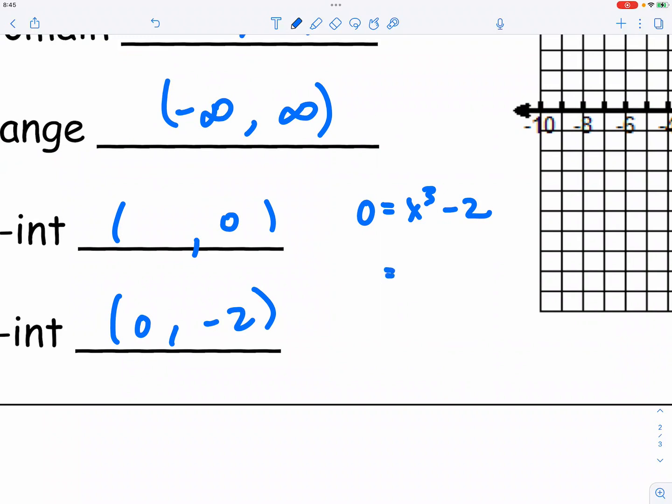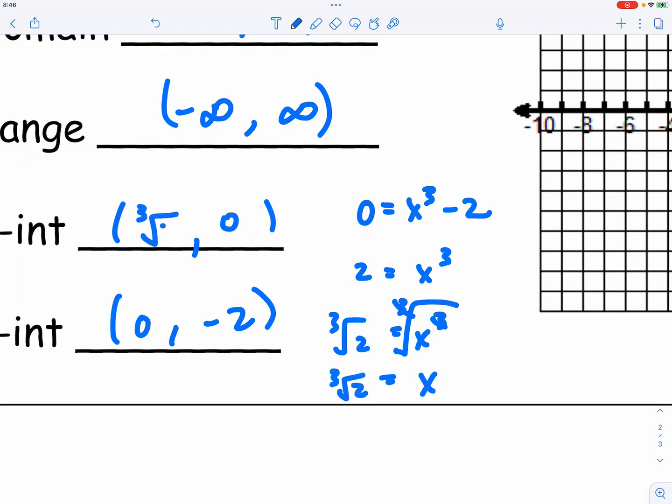You would first add 2. How do you get rid of the cube? You could do something called a cube root. So you can just go ahead and cube root both sides. And that's the power of understanding what inverses are. Cube root is the inverse of cube. They cancel each other out. So you have x by itself, and on the other side, you have cube root of 2, and we write down cube root of 2. That's it. That would be the exact answer.